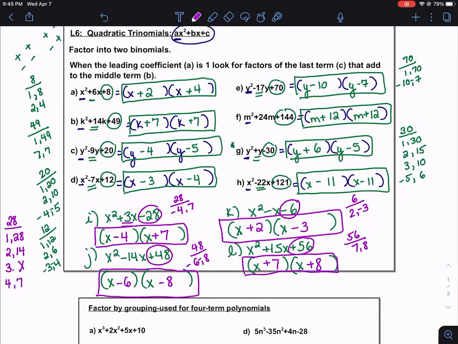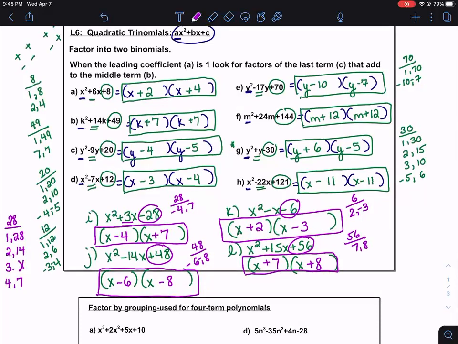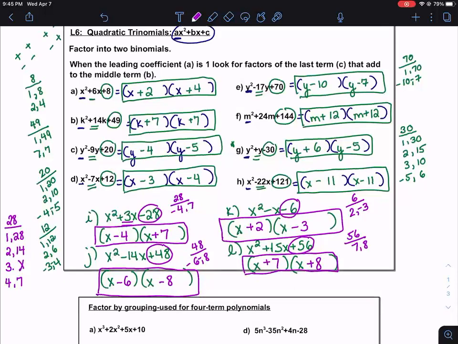4 and 7 can multiply to 28, but could they also get me to 3 somehow? Well, how would they get me to a positive 3? If I make the 7 a negative and the 4 a positive, then that's a negative 3. So I'm going to make the 7 a positive and the 4 a negative, and now that would be a positive 3. So negative 4 times 7 is negative 28. Negative 4 plus 7 is positive 3. Does that make sense?